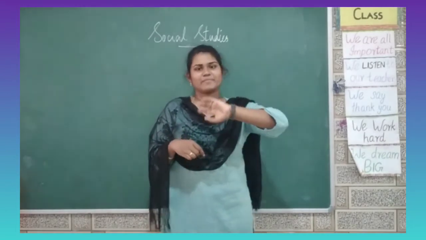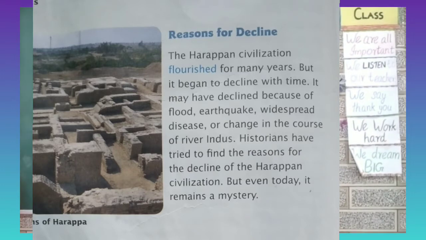So next, reasons for decline. The Harappan civilization flourished for many years, but it began to decline with time. It may have declined because of flood, earthquake, widespread disease, or change in the course of river Indus. Historians have tried to find the reasons for the decline of the Harappan civilization, but even today, it remains a mystery.